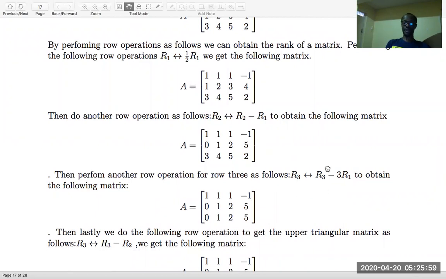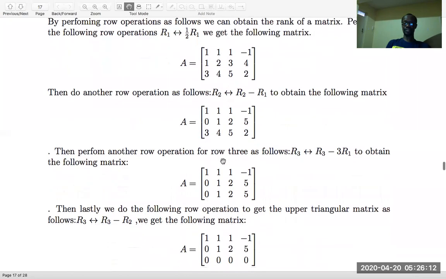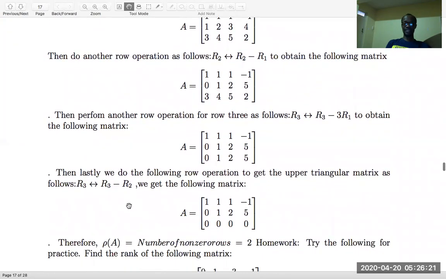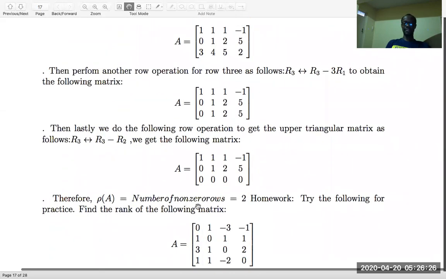So if you perform another row operation, what I'm trying to do is make this number 0, and then the next time I'm going to try to make this number 0, and the next time this number 0. That's what this row operation does. This row operation achieves 0 here, and the next one achieves 0 here. Therefore, the number of non-zero rows is equal to 2.